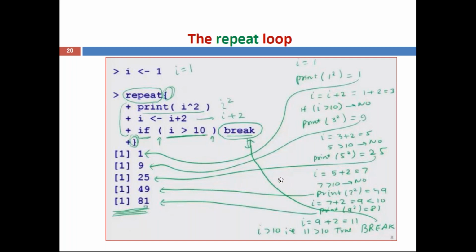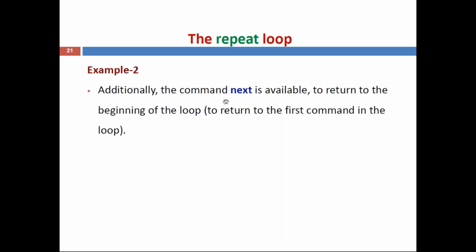What is the next line? Break. So it is true, so it breaks. The loop is terminated. Like that, it will be executed. So to terminate the loop at some certain iteration, we'll use the break command.